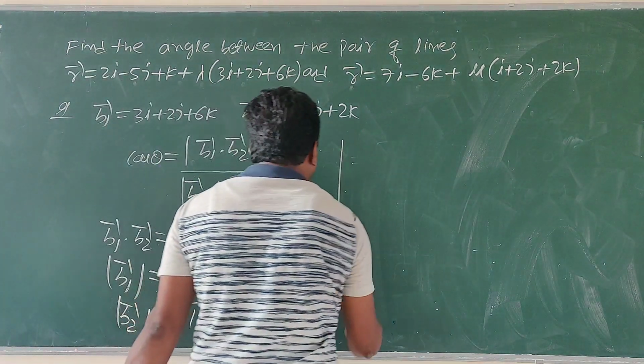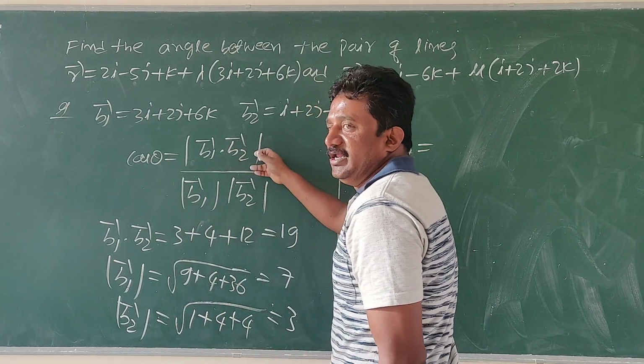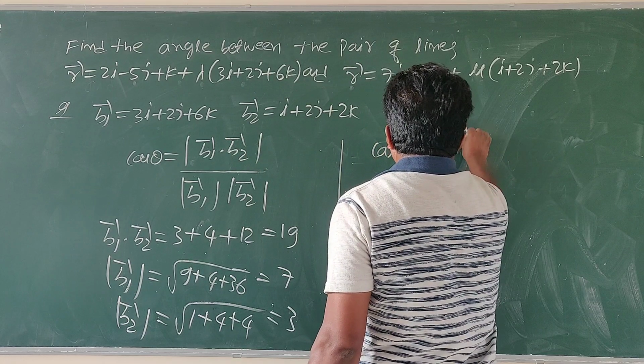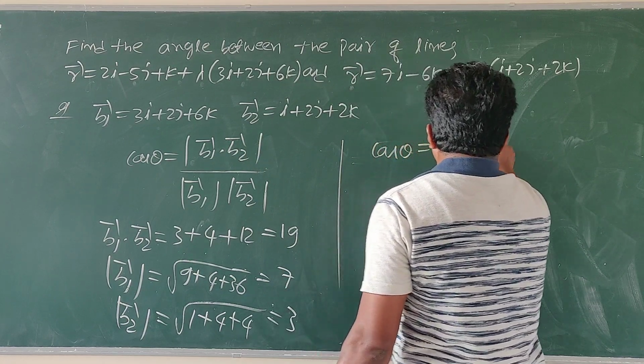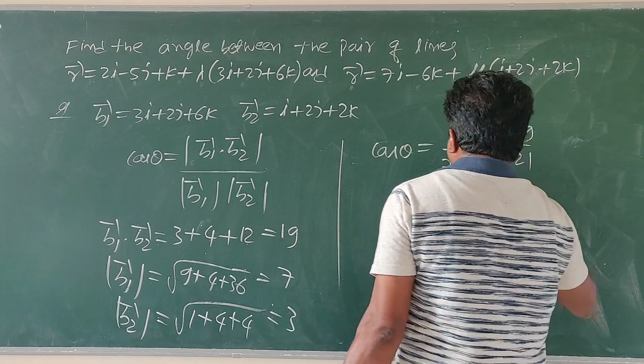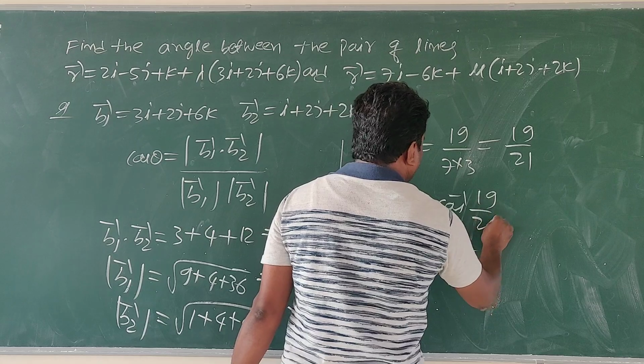Substitute. Cos theta. Tell me b1 dot b2. 19. Mod 19 is 19 only. So 7 3s are 21, 19 by 21. Tell me theta. Cos inverse 19 by 21.